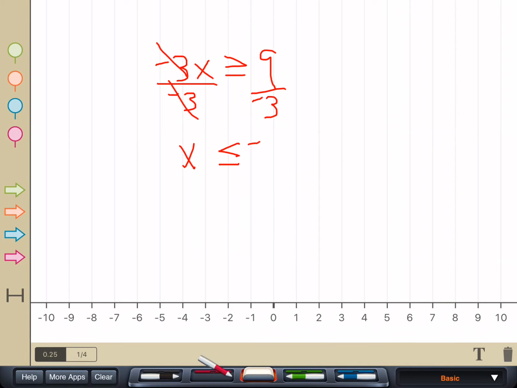So x times negative 3 divided by negative 3 gives me x. 9 divided by negative 3 is negative 3. So my solution is x is less than or equal to negative 3. There's negative 3. This is less than negative 3. And because x can be negative 3, we fill it in. So when you're dividing or multiplying by a negative to solve an inequality, don't forget to flip the sign.